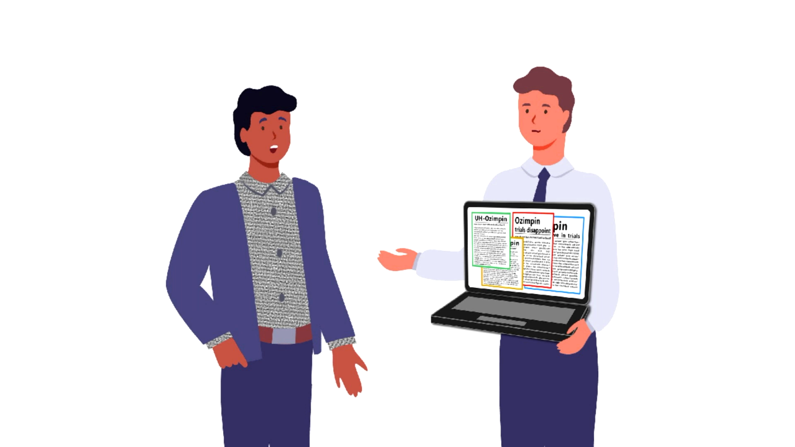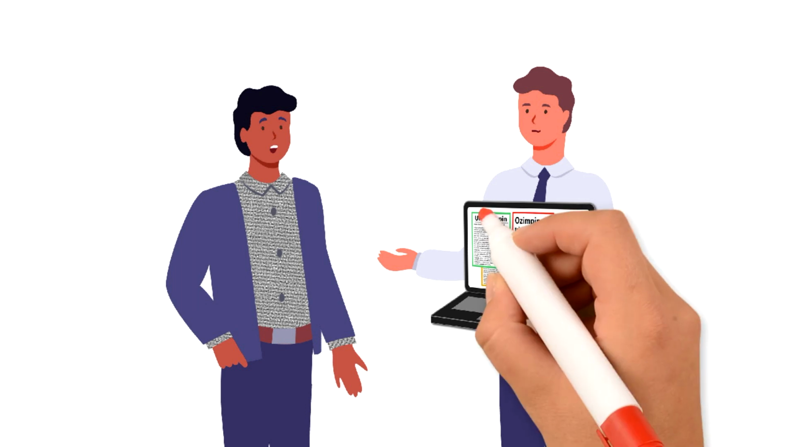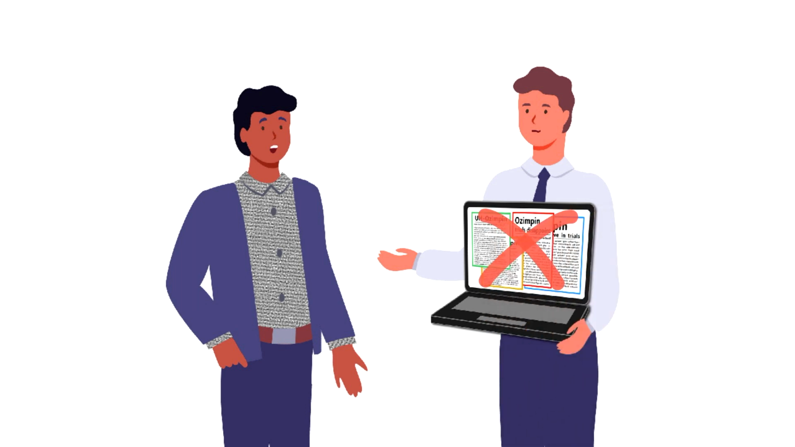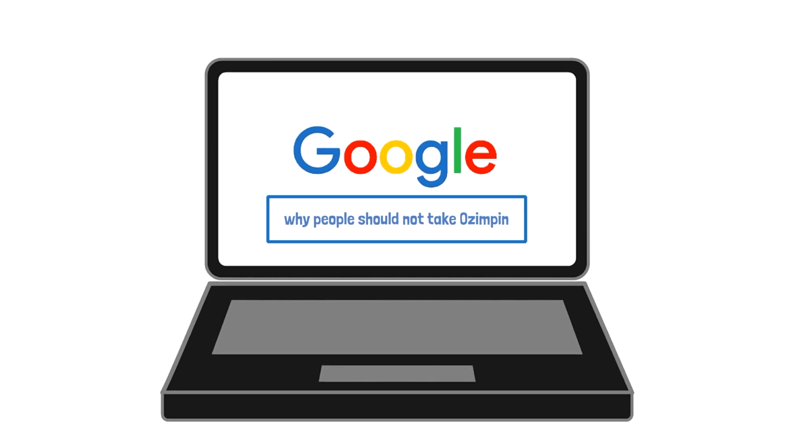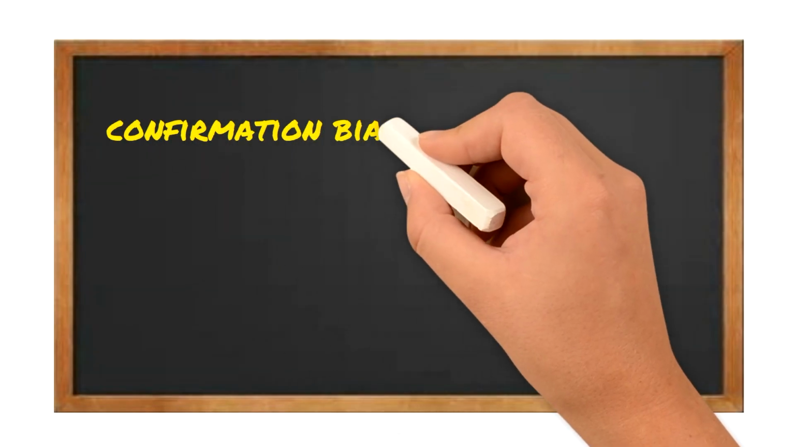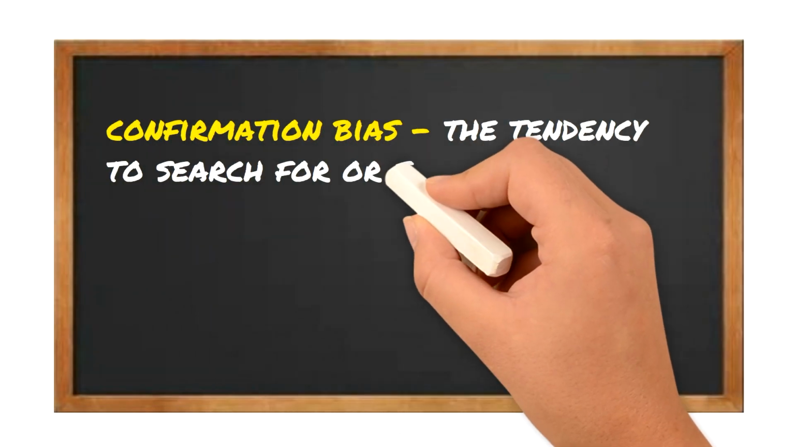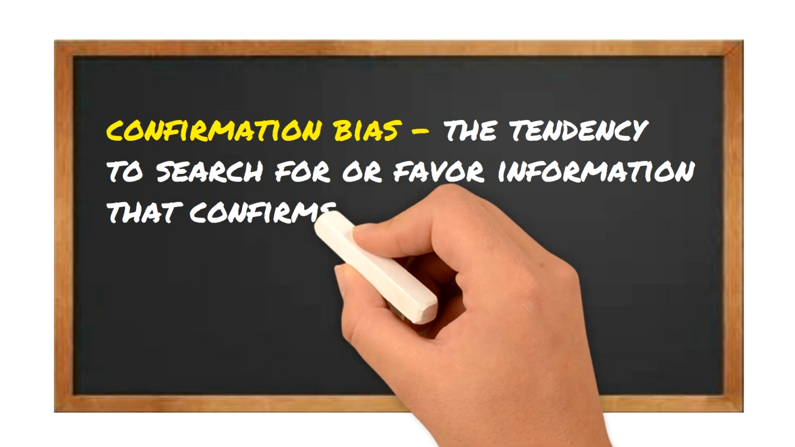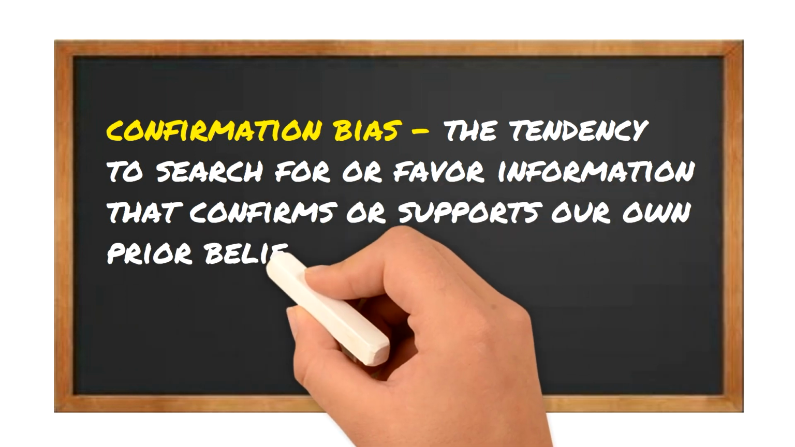Did Ryan give Charlie the information he needed to make a sound decision? No, because Ryan searched only for information that supported his argument. In this scenario, Ryan fell victim to confirmation bias, which is the tendency to search for or favor information that confirms or supports our own prior beliefs.